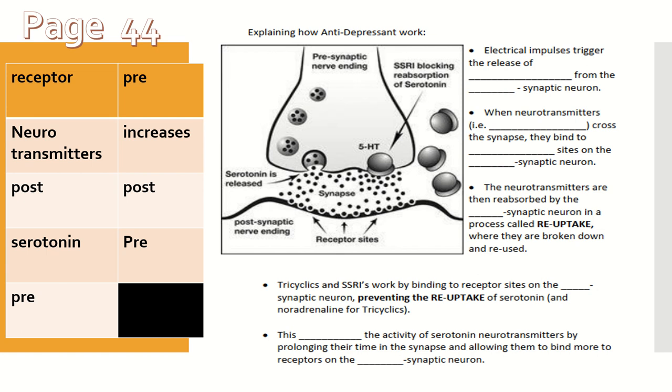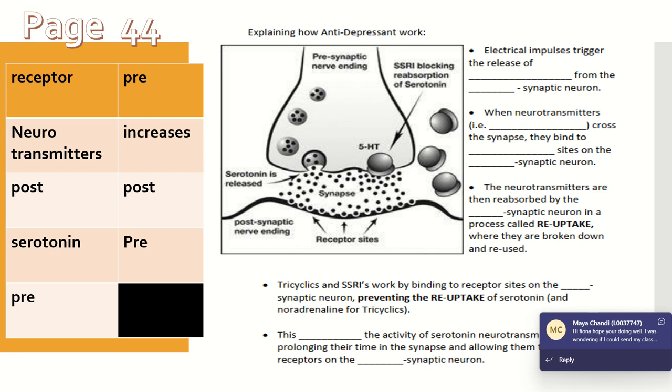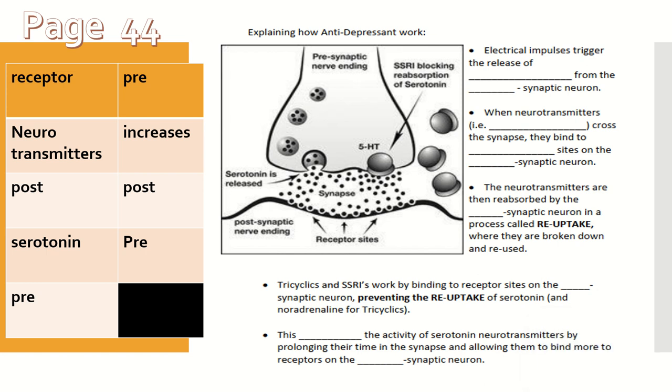Okay, so let's go through these then. Obviously you can tick them off if you want to, but I know that they're in your booklet, so just making sure that they're correct. So electrical impulses trigger the release of neurotransmitters from the presynaptic neuron. When neurotransmitters, i.e. serotonin, cross the synapse, they bind to receptor sites on the postsynaptic neuron. These neurotransmitters are then reabsorbed by the presynaptic neuron in a process called reuptake, where they are broken down and reused.